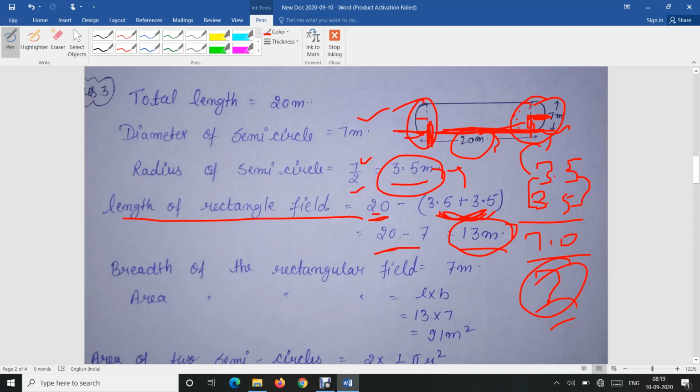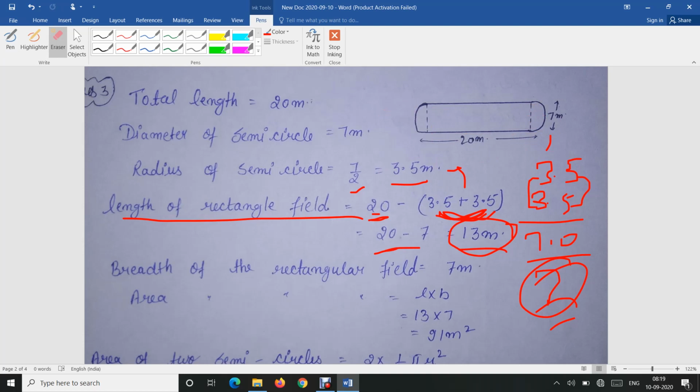Now time for the breadth. The breadth of the rectangular field is 7 meter, because see, this is the breadth of the rectangle, because this is the rectangle, this is the length and this is the breadth, and this is also the diameter of the semicircle, which is 7 meter. So the breadth is also 7 meter.